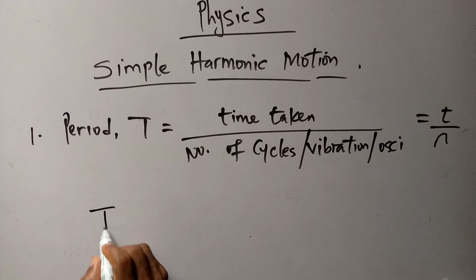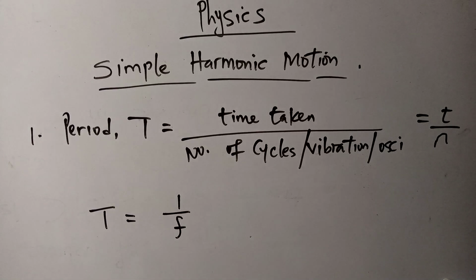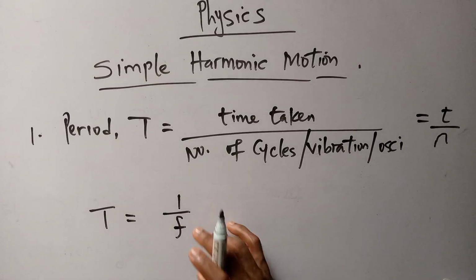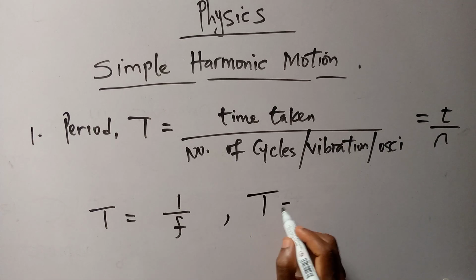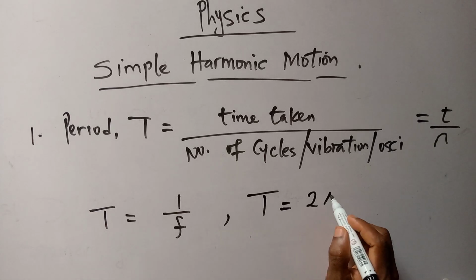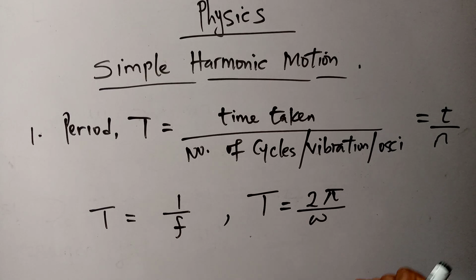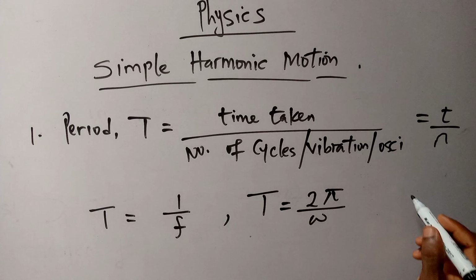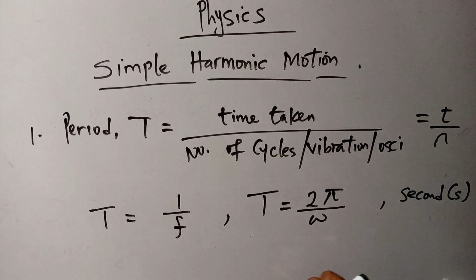Also, the period T is related to the frequency with the formula 1 over f. So, when the frequency is given, getting the period is easier using this formula. The period is also calculated using the formula T equal to 2 pi divided by your angular velocity. This formula can be used when the angular velocity is given and you're told to get the period. The unit for period is seconds.